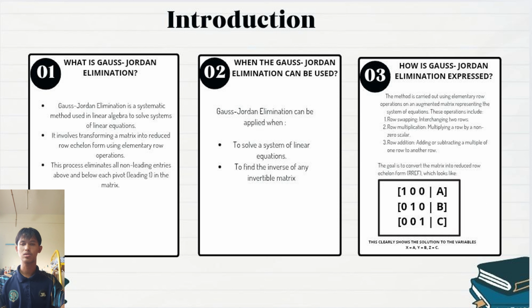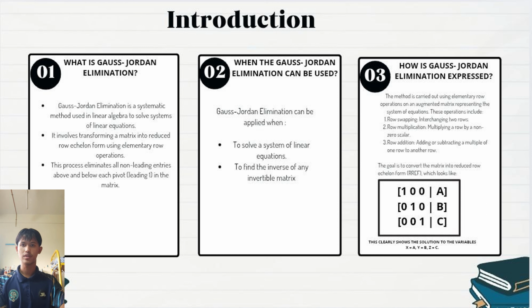Next, how is Gauss-Jordan elimination expressed? The method is carried out using elementary row operations on an augmented matrix representing the system of equations. These operations include, first, row swapping, which is interchanging two rows. Second, row multiplication, which is multiplying a row by a non-zero scalar. Third, row addition, adding or subtracting a multiple of one row to another row.